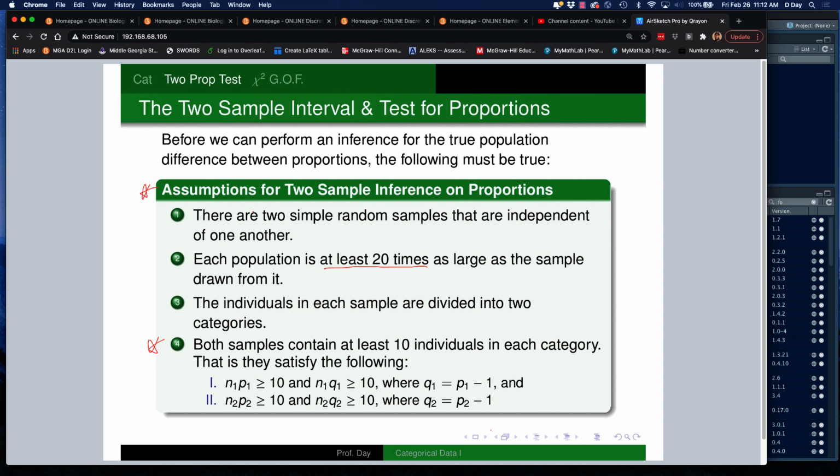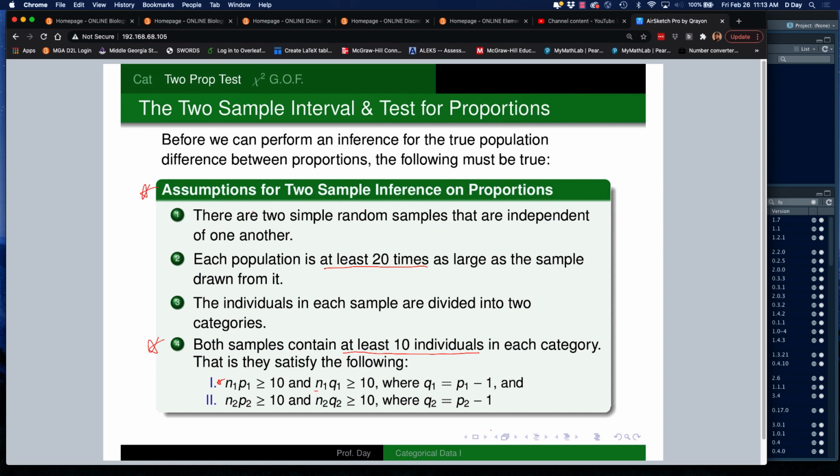Both samples have to contain at least 10 individuals in each category for this to be a valid test. They satisfy these mathematical equations I've got down here. You take the sample size from the first group, N1, and multiply it times the proportion of it, P1. That needs to be greater than or equal to 10. So you need to have 10 people that represent your overall proportion in group 1.